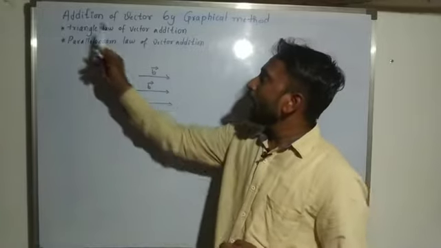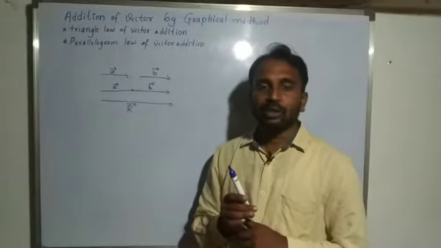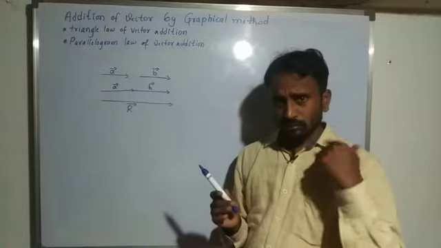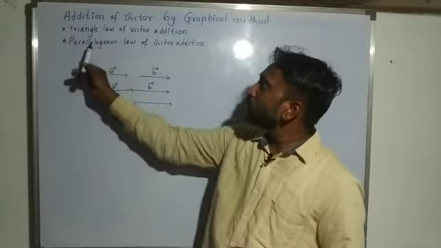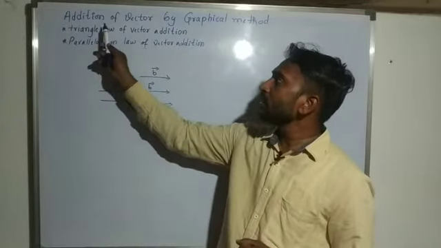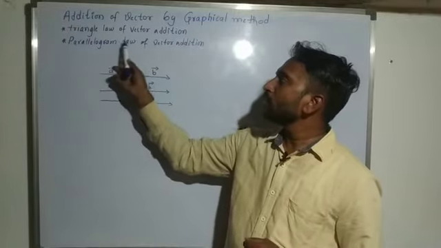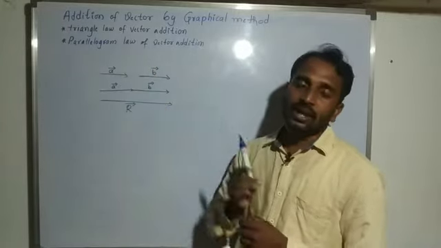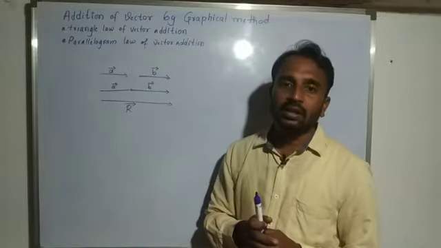But here, addition of vectors by the graphical method. Today we will discuss only two laws. The first one is the triangle law of vector addition and the second one is the parallelogram law of vector addition. We just focus on these two laws of vector addition.